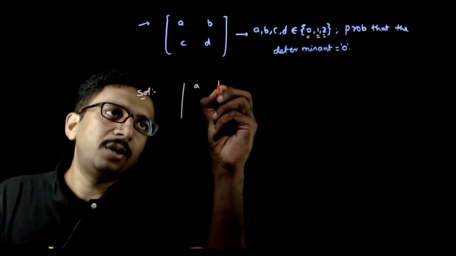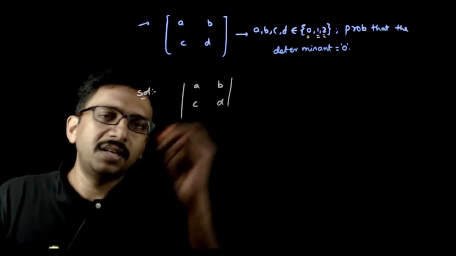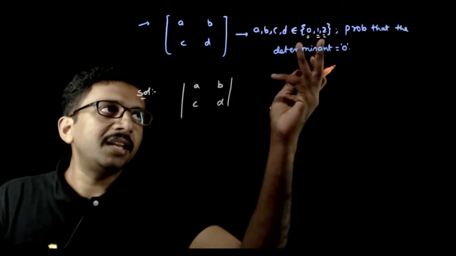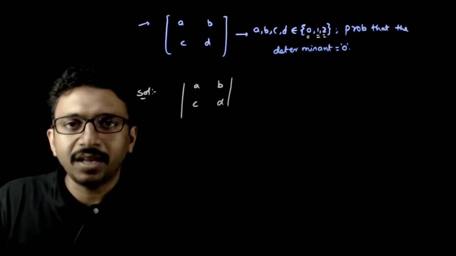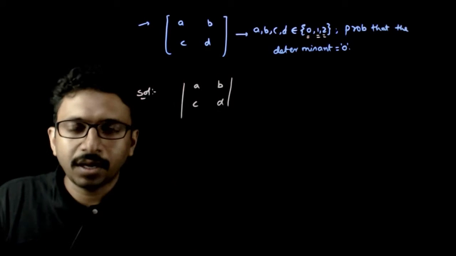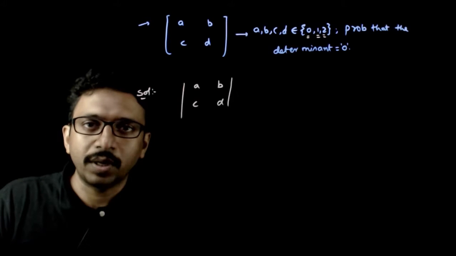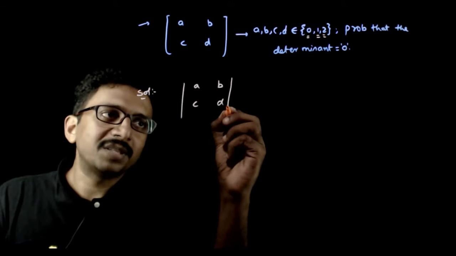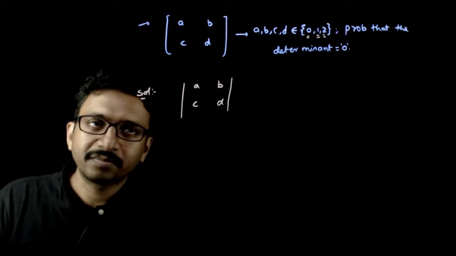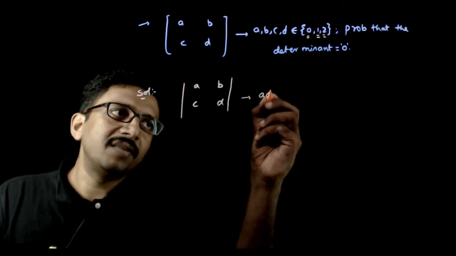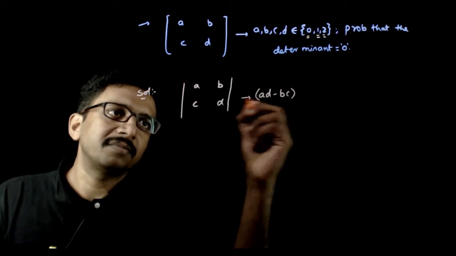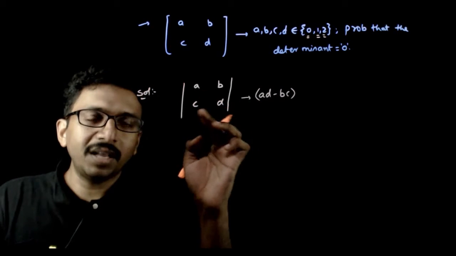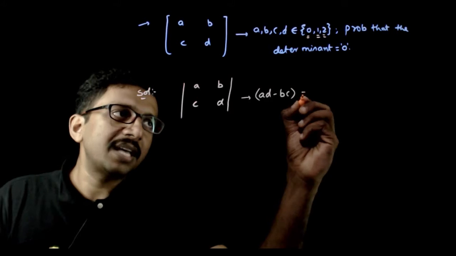So you have a 2 by 2 determinant A, B, C, D, where A can take any number out of 0, 1, 2, B can take any number 0, 1, 2, and C and D can also take any one of the numbers 0, 1, 2. Now what is the probability that the determinant of this matrix is equal to 0? You can see that the determinant is given by AD minus BC. So this has to be equal to 0.